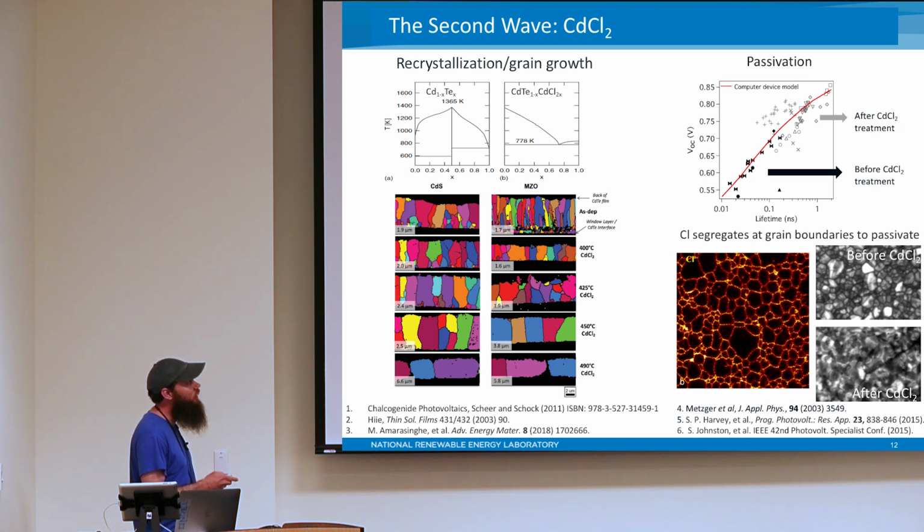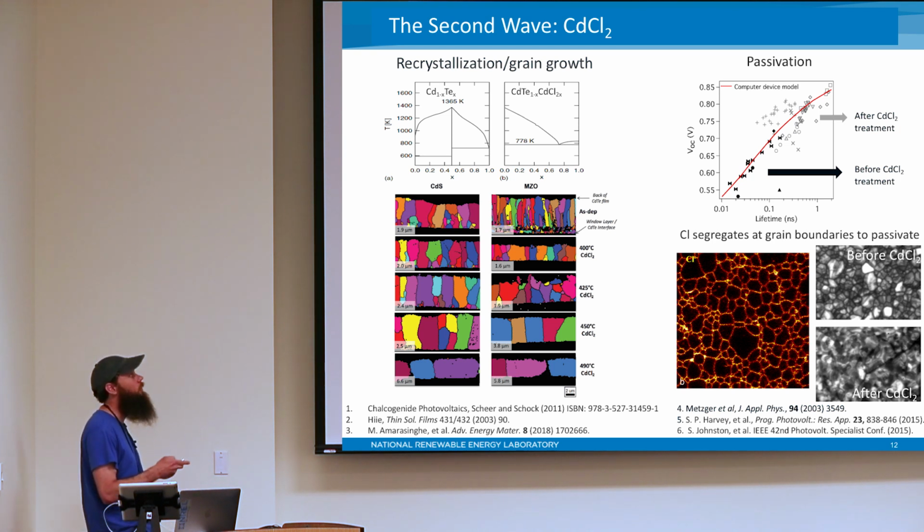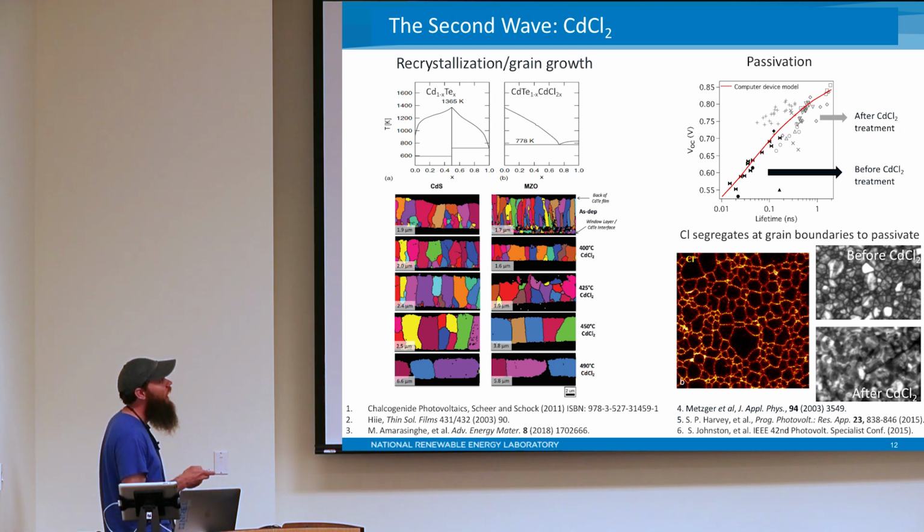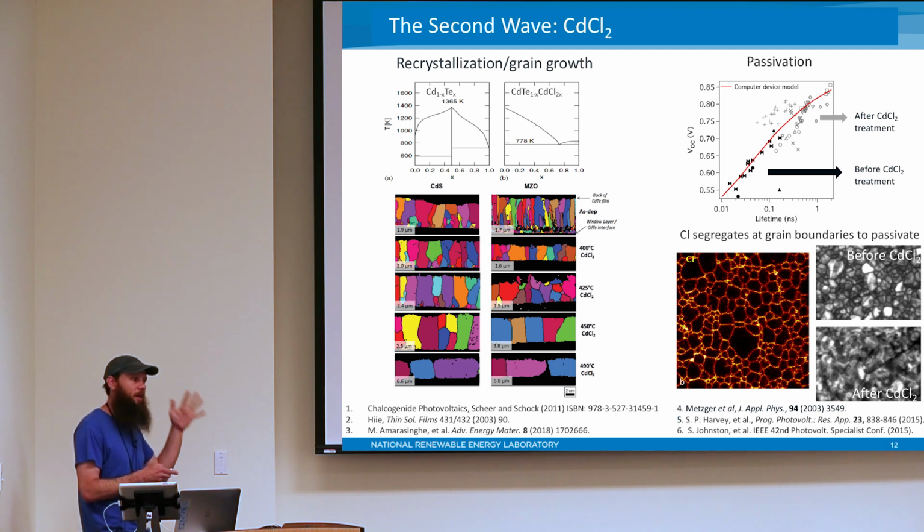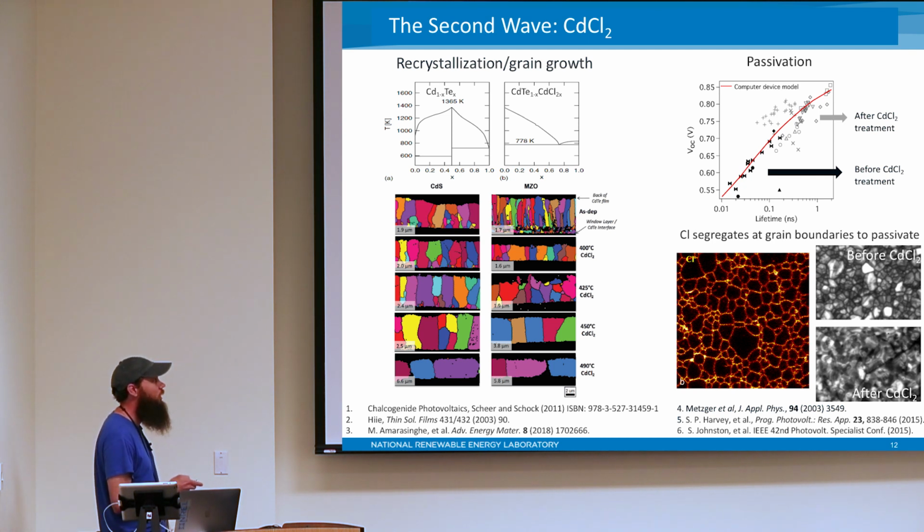So that's changing the lifetime. This is minority carrier lifetime as measured by time resolved photoluminescence, or TRPL, and it correlates with the increases in voltage. Okay, so I can clearly say that there's a passivating result for that lifetime. And the chlorine is then segregating out at the grain boundaries.